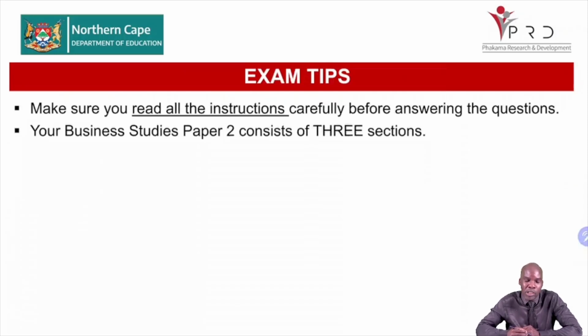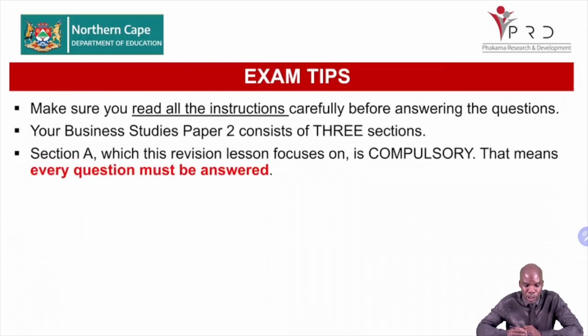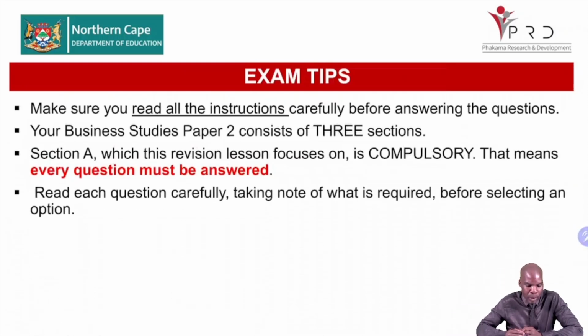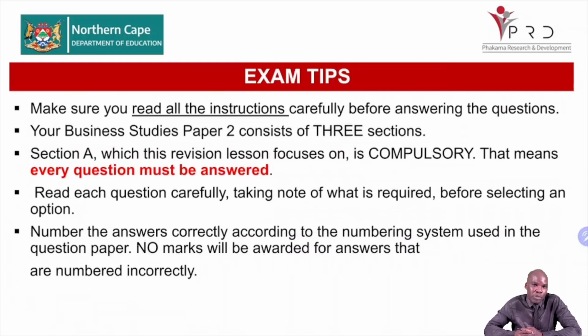Your business studies paper 2 consists of 3 sections, just like your paper 1, right? You have section A, section B, and section C. Section A, which this revision lesson focuses on, is compulsory, and that simply means every question must be answered. So don't leave any question unanswered in your section A. Read each question carefully, taking note of what is required before selecting an option. And also, it is very paramount that you number the answers correctly according to the numbering system used in the question paper. This is very, very important, because no marks will be awarded for answers that are numbered incorrectly.